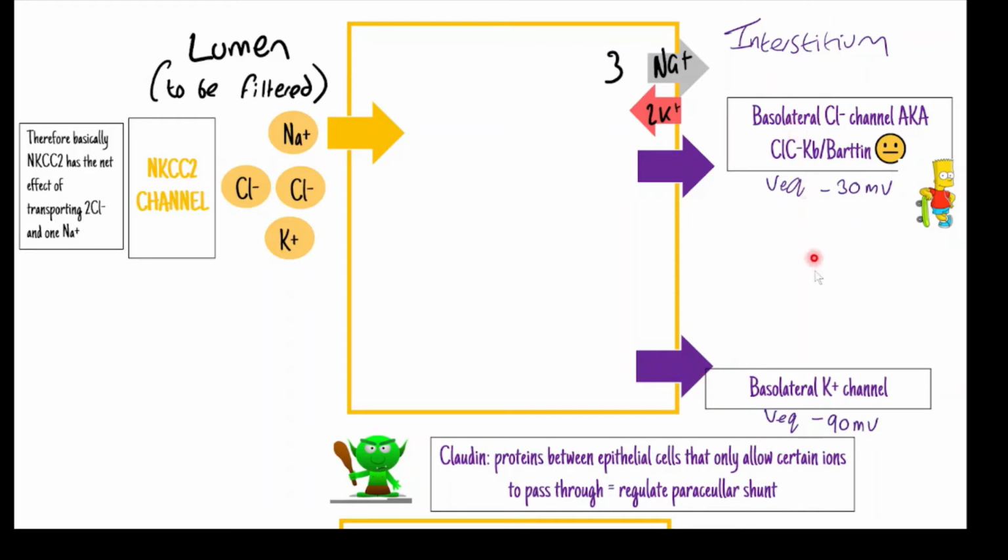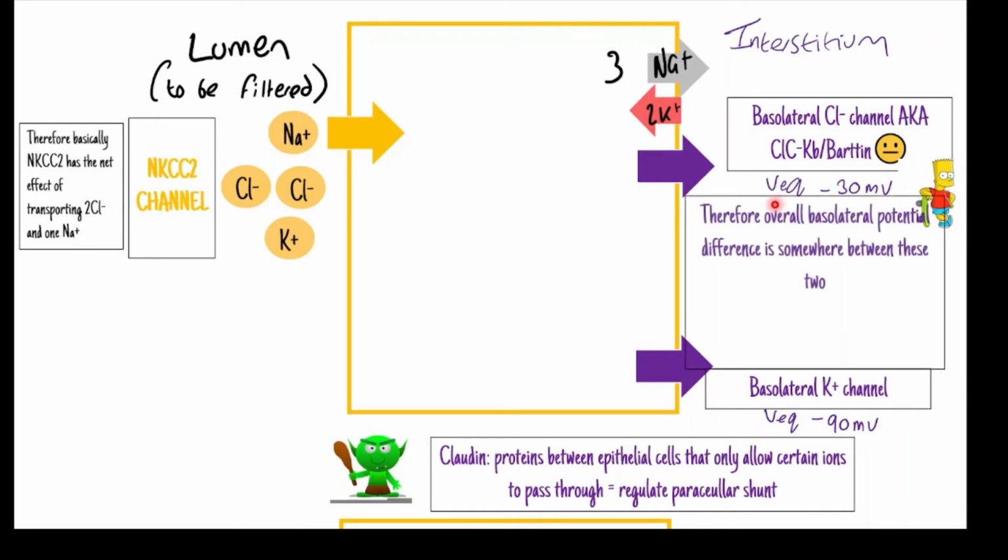Okay, so if you look at your basolateral side, what is your overall equilibrium voltage going to be? Well, it's going to be somewhere between minus 90 and minus 30. So almost like an average, except it's not quite average because the overall effect also depends on permeability as well as the voltage. So we know it's going to be between minus 30 and minus 90, but it's not exactly going to be minus 60, halfway between them. In fact, it's slightly more towards the K plus side. So overall, it's minus 70 millivolts. So remember I said it's not an exact average because permeability of the ions also plays a part in this. Okay, so our basolateral potential difference is minus 70 millivolts.